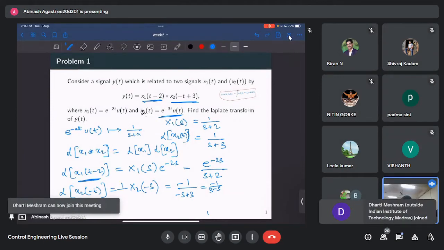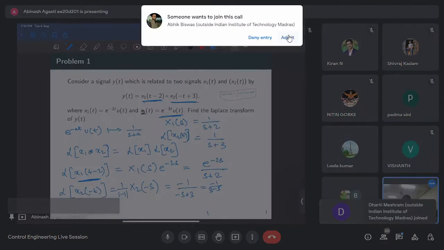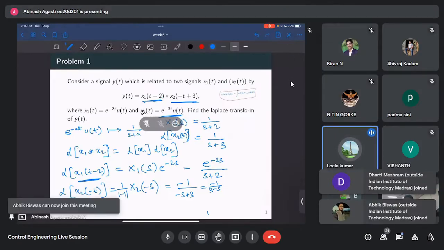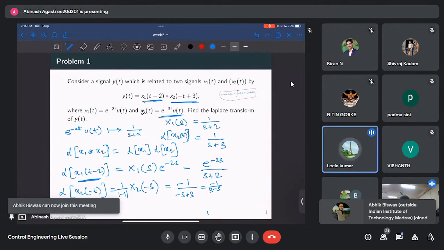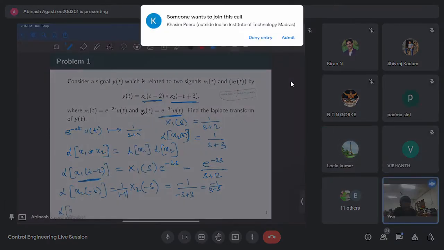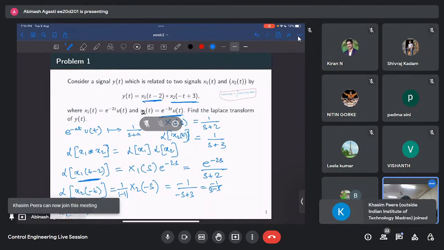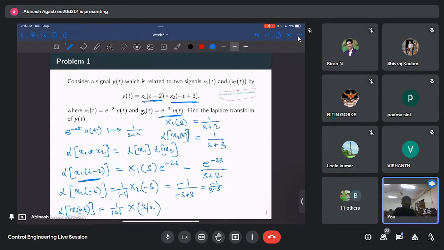So this is 1 by mod minus 1. You mean 1 by mod a. Yeah. Can you write that again? Yeah. L of x of at is equal to 1 by mod a x of s by a. This is a known property of Laplace transform.